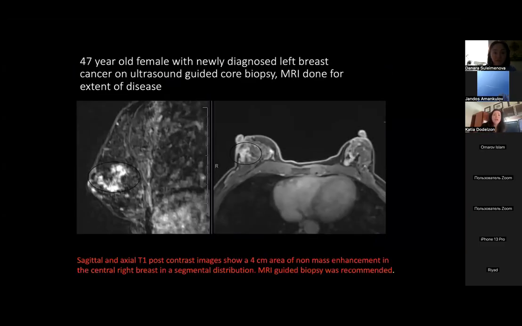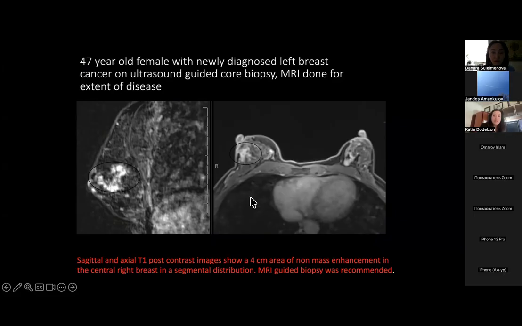There's another woman who came in and she actually had newly diagnosed breast cancer on the left side. We looked at her right and saw this area of focal clumped non-mass enhancement. This was deemed suspicious. And so she was recommended to come in for an MR guided biopsy because we didn't see it on other imaging, so we needed an MR guided biopsy on that side.